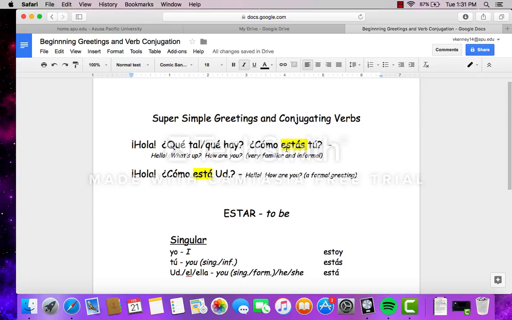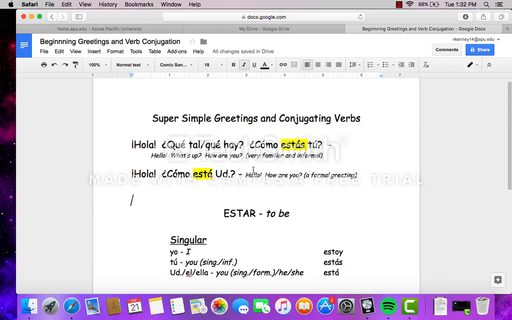Now let's talk about verbs and pronouns. Here I see the verb estás. That means it has been conjugated from its infinitive or unconjugated state. From the infinitive is estar. That means to be. This is one of the verbs we use in Spanish to express to be. And it's the only one we're going to talk about today.